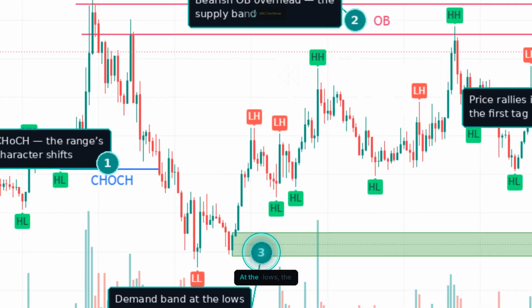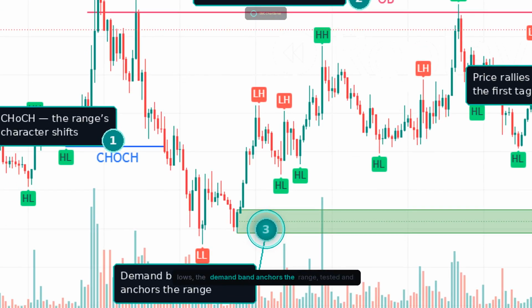At the lows, the demand band anchors the range, tested and holding through the chart's middle, the platform each recovery launches from. Higher lows step off it as the structure matures. The floor matters to the supply story for one reason. Each successful defense of the lows reloads the pressure on the ceiling above, a floor that keeps holding beneath a ceiling not yet seriously tested.